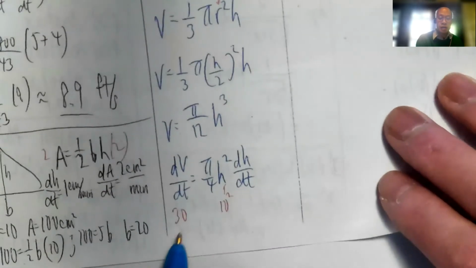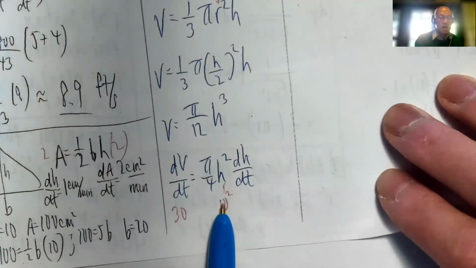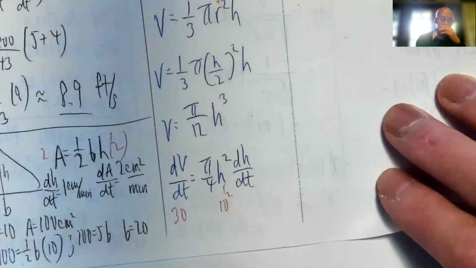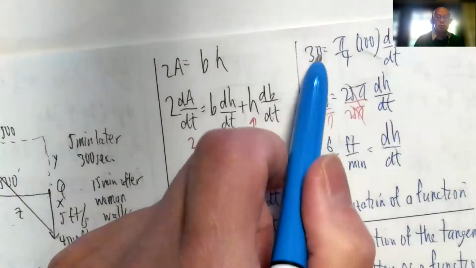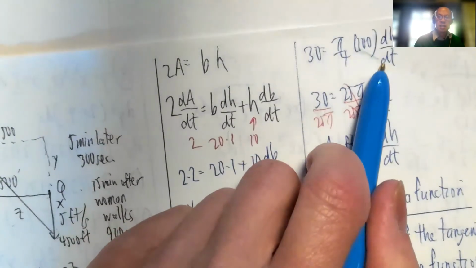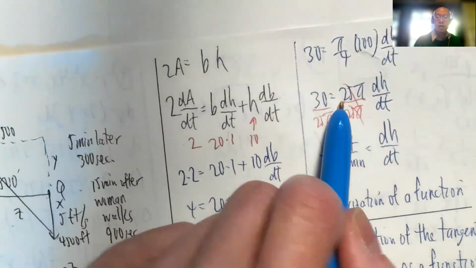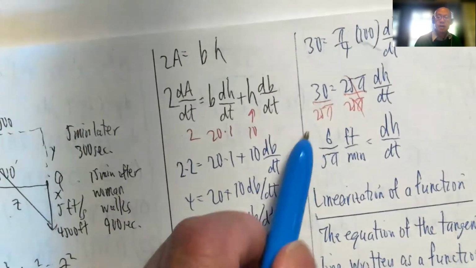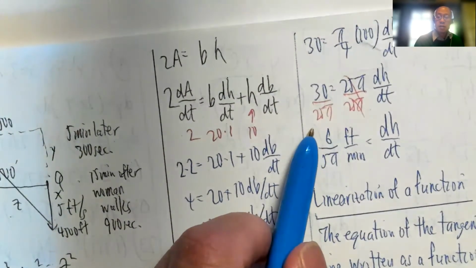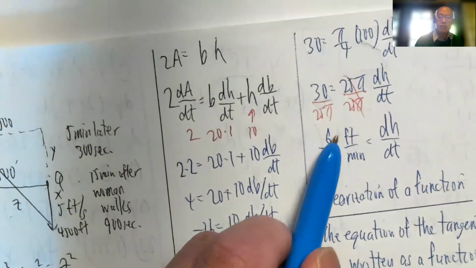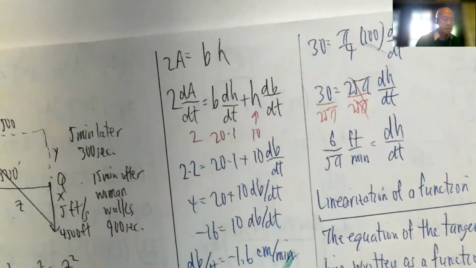And now I can plug in. 30 goes here. H is 10, so 10 squared goes there. So 30 equals pi over 4 times 100, dh/dt. This comes out to be 25 pi. Divide both sides by 25 pi. So 6 over 5 pi feet per minute is dh/dt in this particular case.